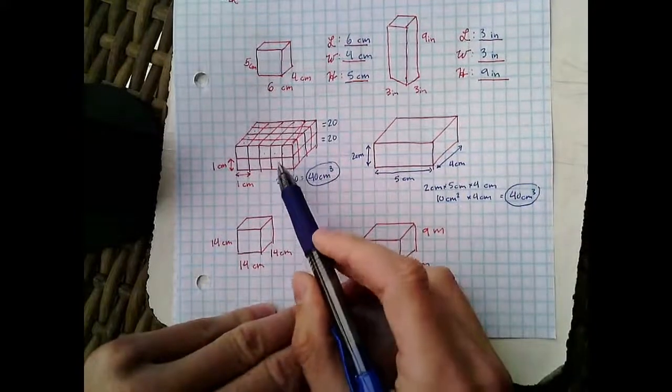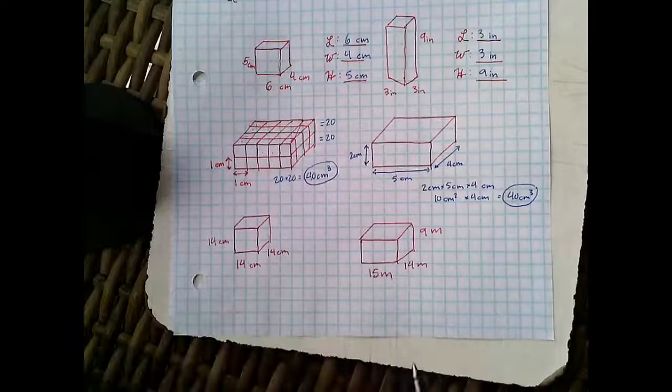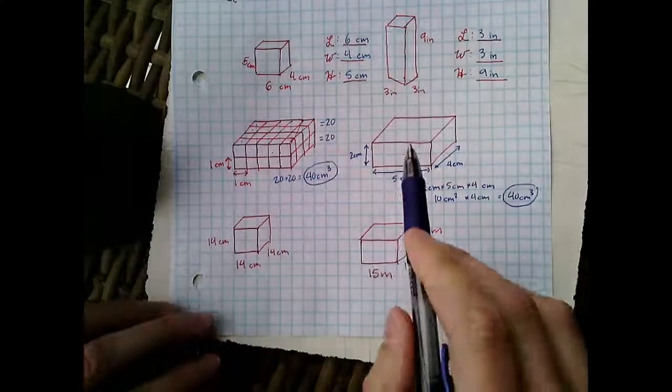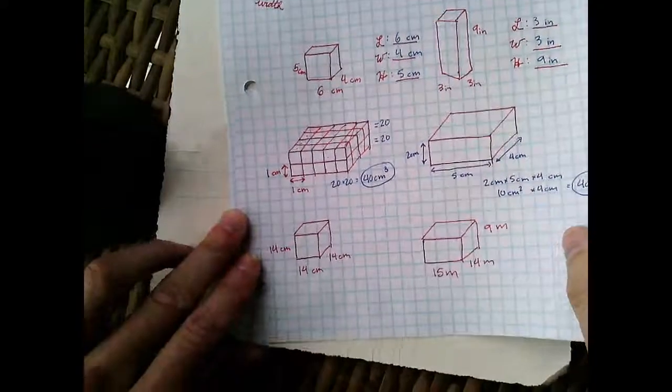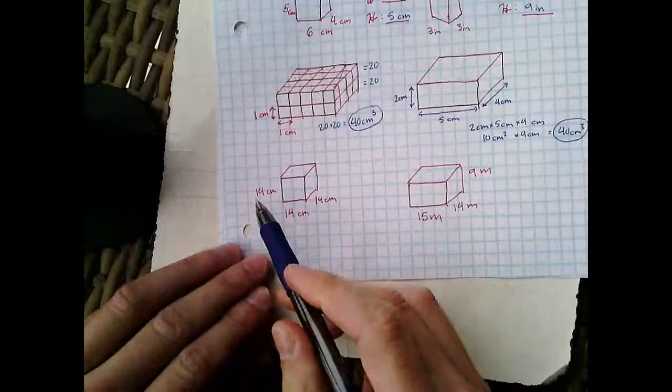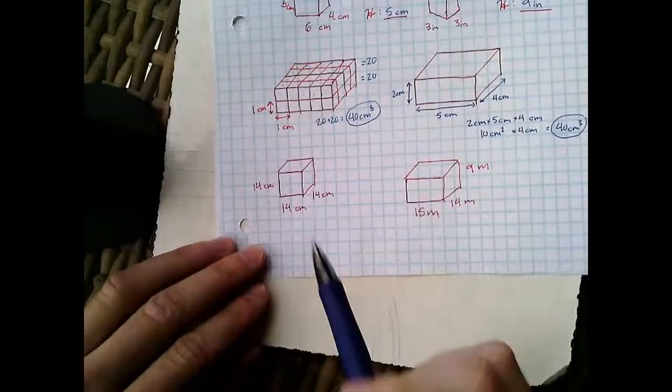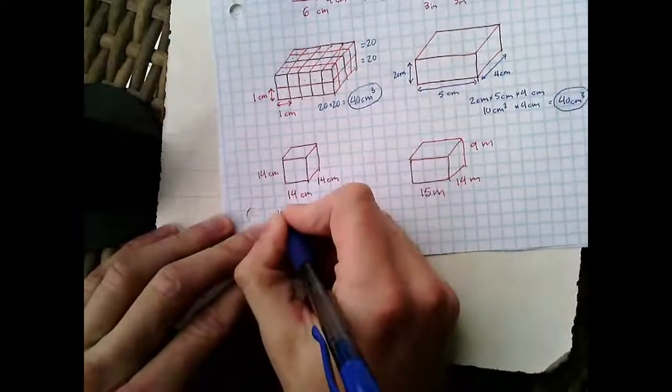Sometimes it may be a little bit quicker to go this way. Sometimes this way may be quicker. But it's important to know both methods, especially this one. Here's an example of one you would not want to count up. 14 by 14 by 14. Those are going to be some big numbers.